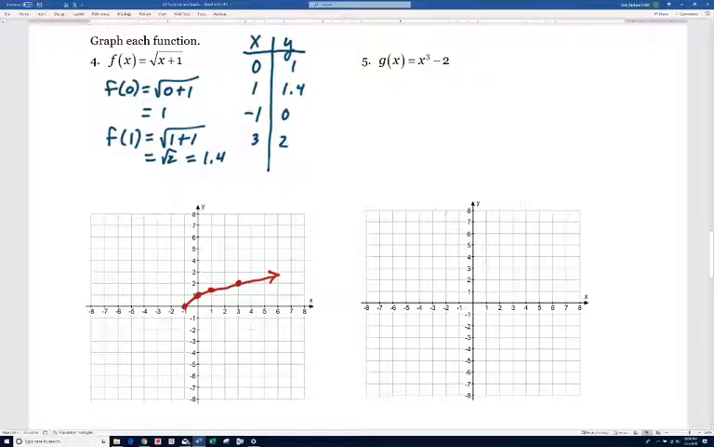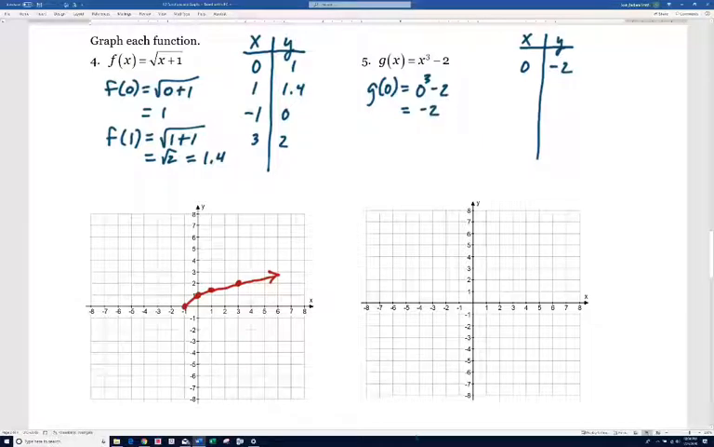All right, let's go ahead and look at number 5. G of x equals x cubed minus 2. And again, I'm going to go ahead and make a table of values. And I'll start with 0. 0 cubed minus 2, that's just going to be negative 2. So let's go ahead and plot that. And let's go ahead and throw a 1 in there for x. 1 cubed is 1, and 1 minus 2 is negative 1. So we get the point 1, negative 1.